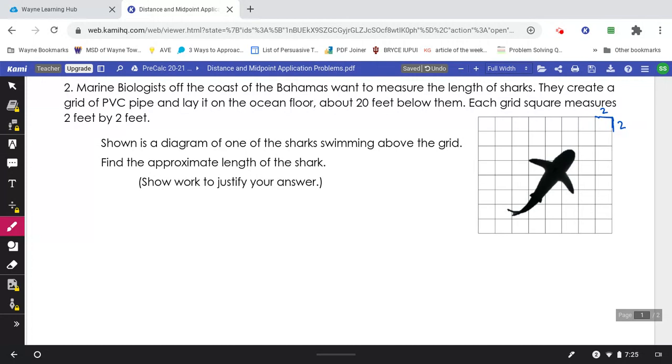So I've got this shark, and you can approximate, but to me the tail looks like it's closest to that point there. I'm going to draw it up, and it looks like it's a little bit short of that, but that'd be a good approximation of the size of the shark. Then I'm going to come down here and here, and I've created a triangle. And with a triangle, I can use the Pythagorean theorem.